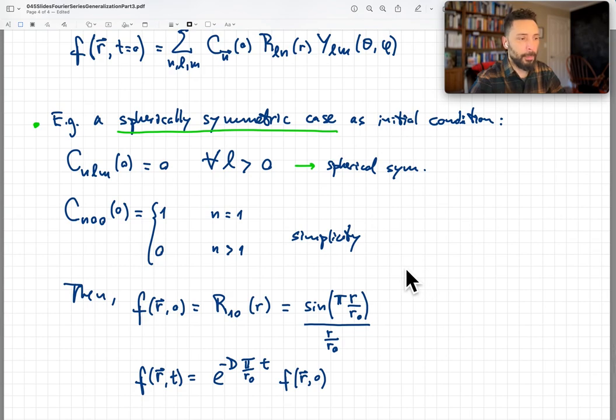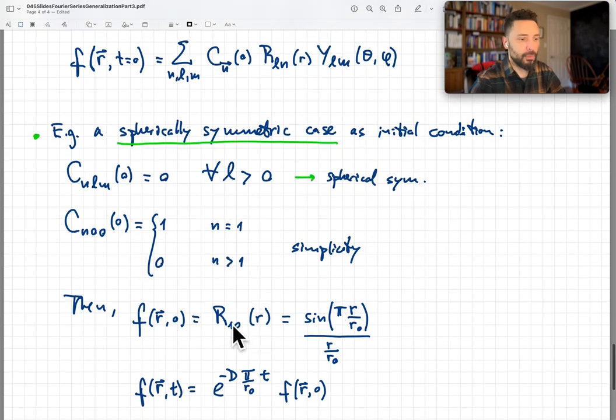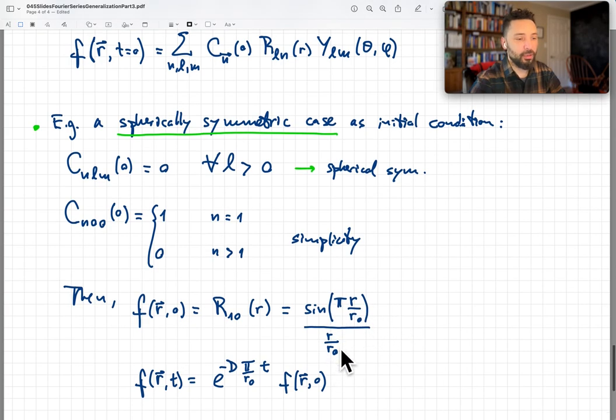contribution, which is the 0th order spherical Bessel function. Actually, I'm right, it's the 0th order. This should be 0, 1. So it's the 0th order spherical Bessel function with n equals 1. So it should say 0, 1 here. And so that gives a sine of pi r over r0 divided by r over r0.